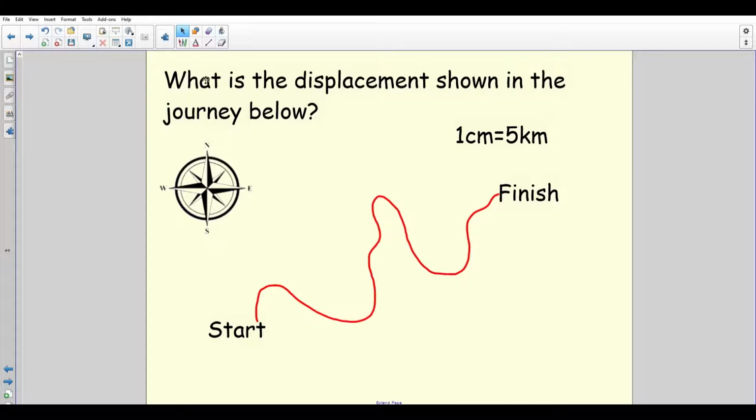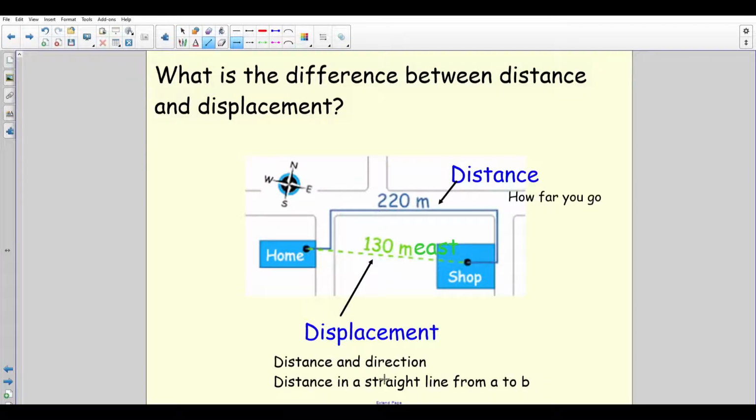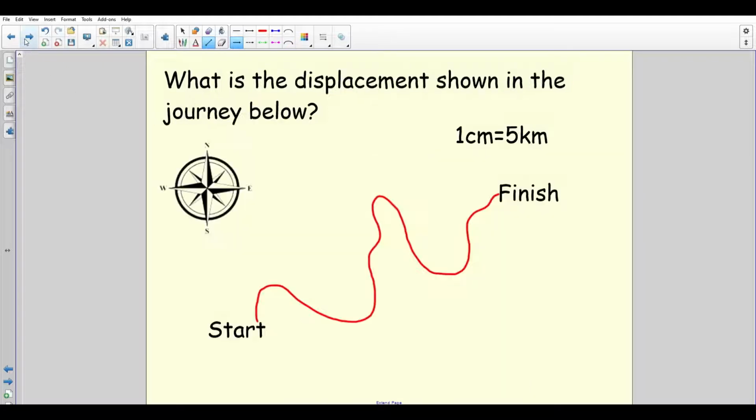Okay, so if we had to then measure the displacement, and we knew that 1 centimetre equals 5 kilometres. Now I'm going to do this on here, but you're going to need to do this in your actual booklet, and the distance is going to be slightly different because 1 centimetre on the screen is going to be different to 1 centimetre in your actual booklet. Right, so first thing I need to do, if your displacement is, as we've just said, the distance in a straight line from point A to point B, or start to finish, we're going to draw a line from start to finish, like that. So in your booklet with a ruler, you draw a line from start to finish.